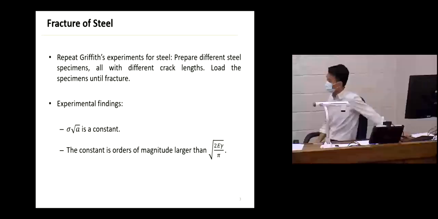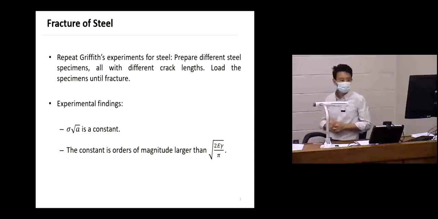Again, we repeat that experiment of Griffith on steel. Take a steel plate, make some cracks of different lengths, measure the fracture strength, and again verify whether Griffith analysis is correct. Again, following the same thought, two parts. The first one still proved to be correct: sigma times the square root of a is still constant for steel. This is good, right? So the fundamental physics is captured.